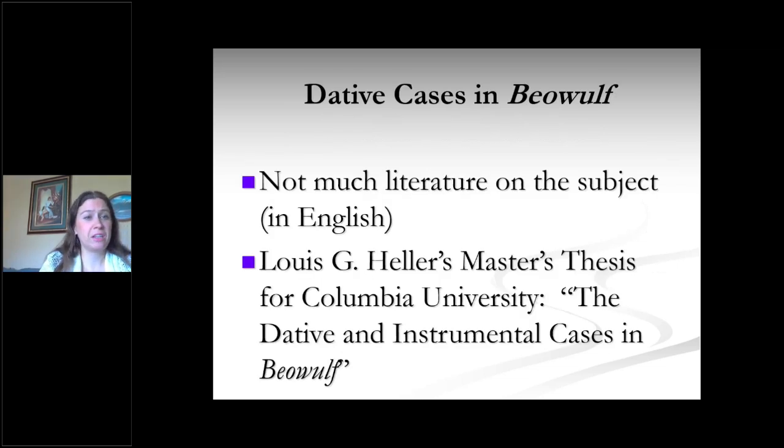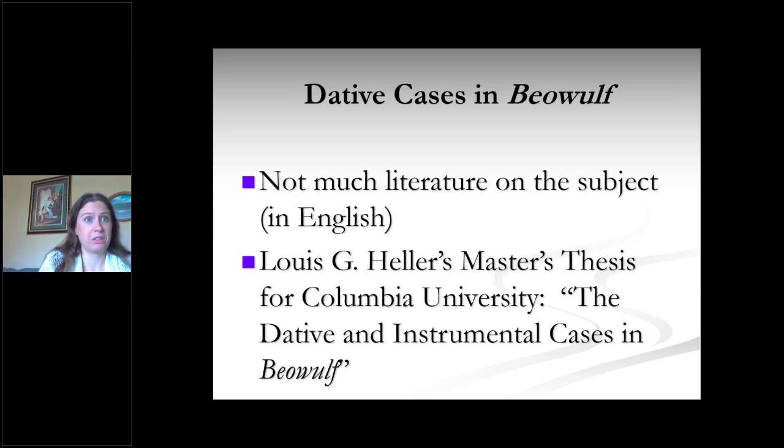So for the dative cases in Beowulf, as I said, I had a question in class. We were translating through the entire poem, beginning at the beginning and going straight through. And there came a point where, just in the total immersion of this, I suddenly said, I think the poet is using the dative case differently now than a few sections back. And there wasn't an answer for that question.